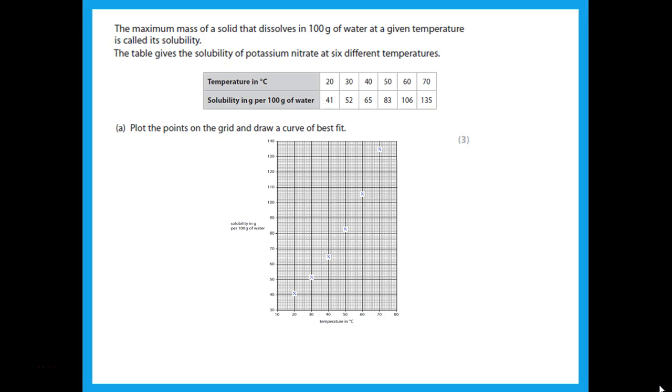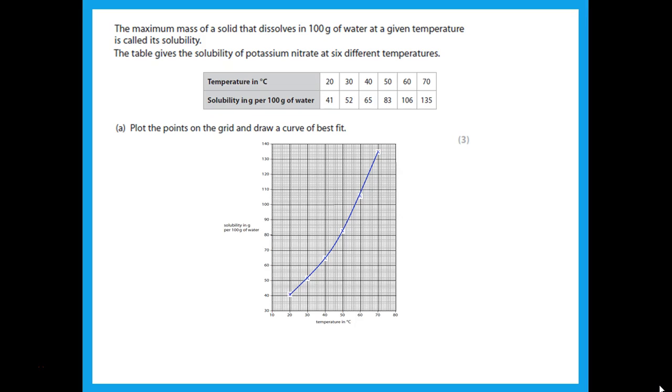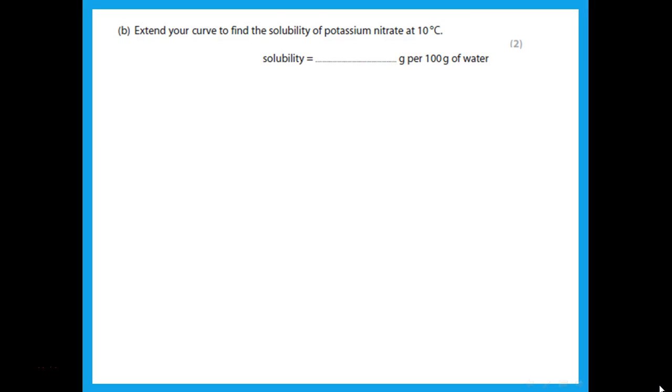Now, to join them, before I join anything, I look at the question. Does he tell me to join it in a specific way? He says, draw a curve of best fit. Then I should draw a curve. A curve is something that you draw with your free hand, not with a ruler. Okay? So your curve should look like this, going through as many, or almost all the points, as near to all the points as possible. Okay? That's a curve of best fit.